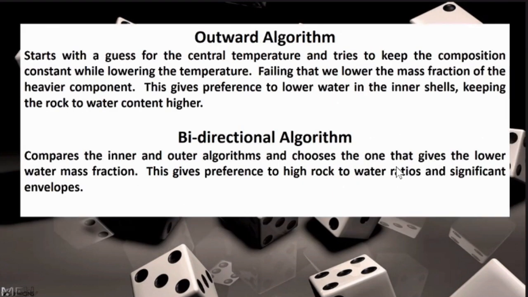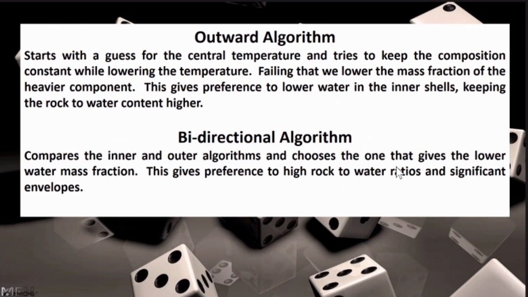Okay, so that's the inward algorithm. The outward algorithm starts by a guess at the central temperature and goes outward and tries to keep the composition constant while lowering the temperature. In other words, I take a step outward. I say I keep the composition the same. I'm going to lower the temperature and try to match the density. If that works, good. If not, then I have to change the composition. And you work your way out.